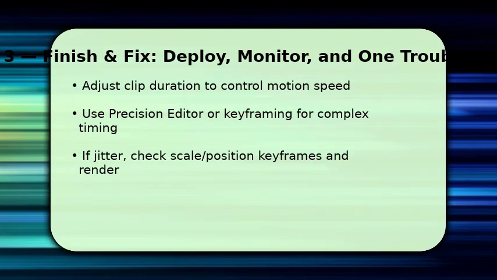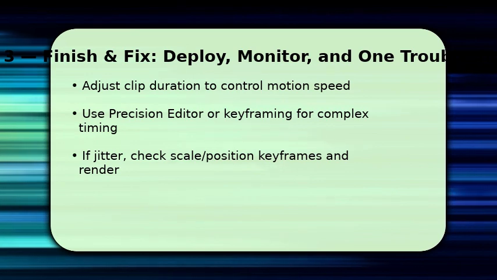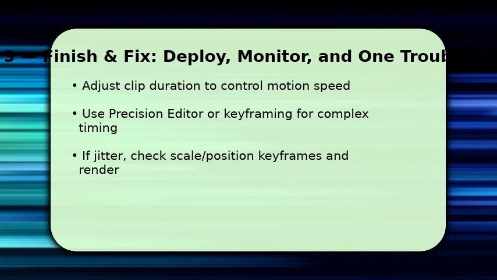You finish by timing the motion. Shorten the clip to speed up the pan, lengthen it to slow down the zoom. Once done, refine timing with the precision editor or add position/scale keyframes for complex moves. That gives you exact control over easing.